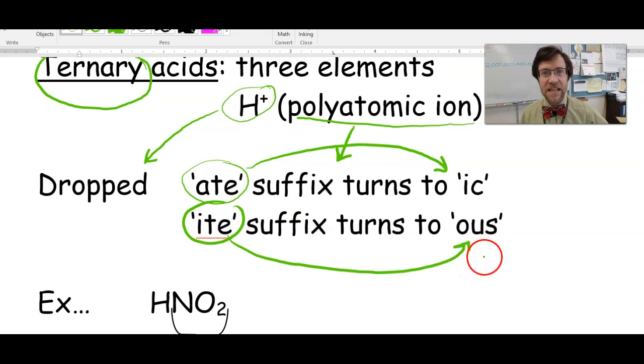I want everybody to say that together. It goes ate to ic, and then ite to ous. Can we do that just one more time? It goes ate to ic, and then ite to ous.